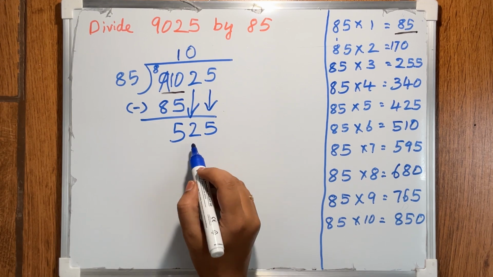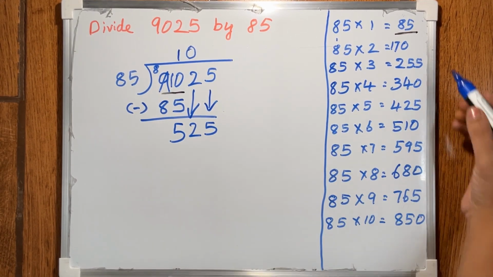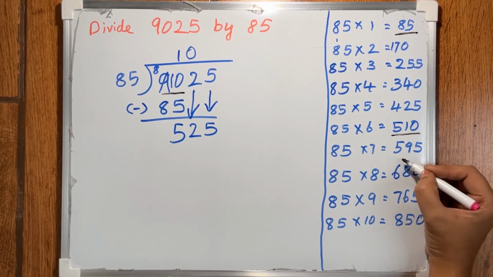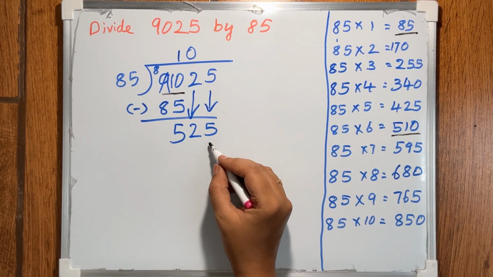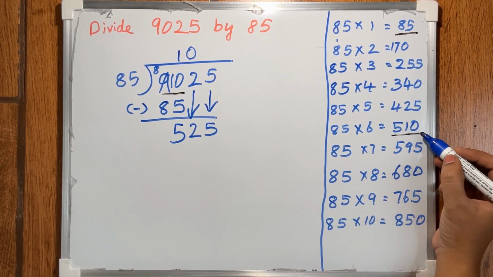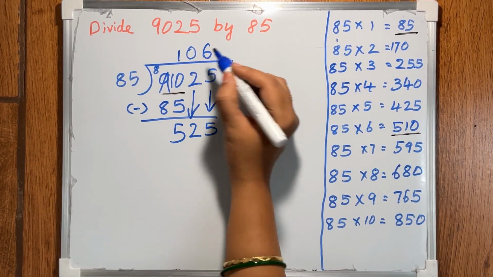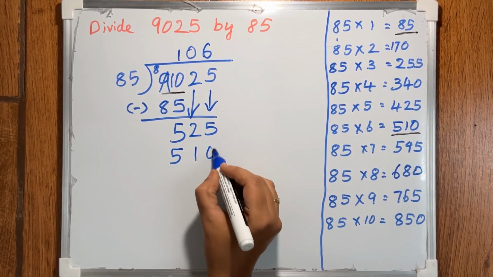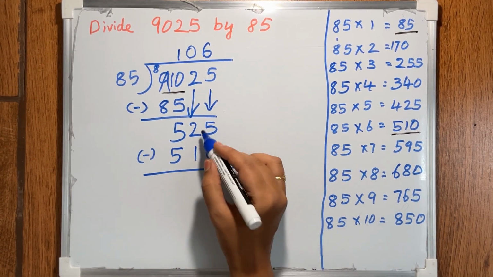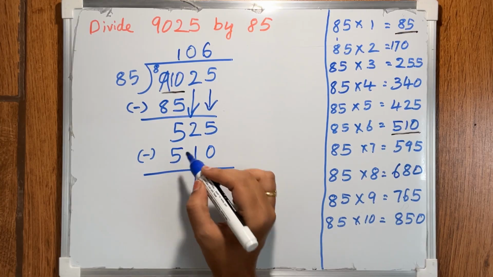Now it becomes 525. Now we will check 525 in the tables. We cannot select 595 because it is greater than 525. So how much is 510? 85 sixes are 510. Now we will do minus: 5 minus 0 is 5, 2 minus 1 is 1, 5 minus 5 is 0.